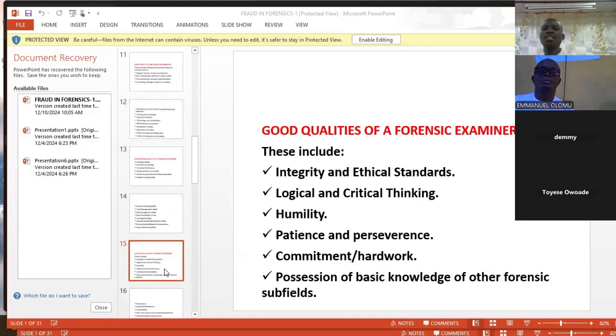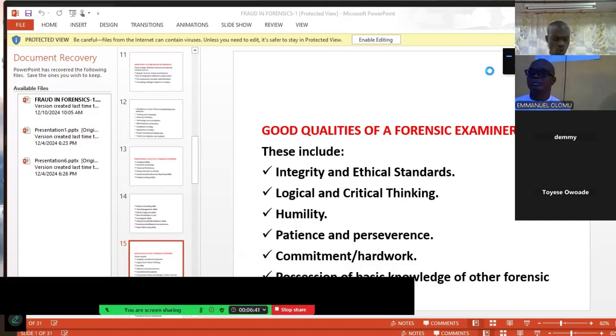Now, good qualities of a forensic examiner. Though they say my time is off, but let me do this. These include integrity and ethical standards, logical and critical thinking. As a forensic expert, you should have enough in your upstairs. It's very important. Humility, be humble. Humility is very important in forensics because if you are humble, it will help you. If you are not humble, some experts might not correct you.